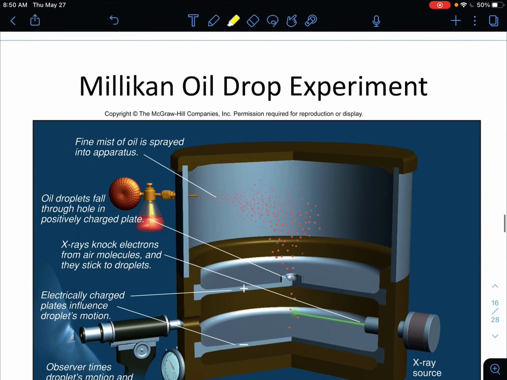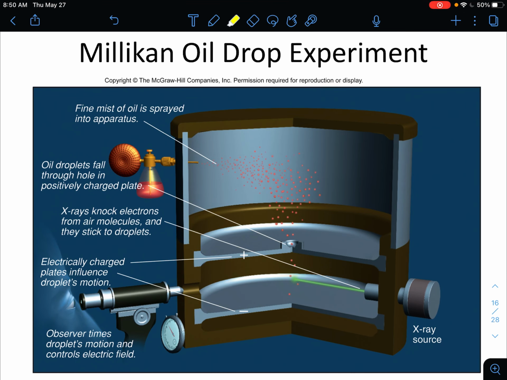So this is more or less a schematic of the oil drop experiment setup. There's kind of a lot going on here, but I think when all is said and done, it's a relatively straightforward idea. So we can work our way down. First, Millikan has this kind of spray bottle to shoot oil droplets into this upper chamber.